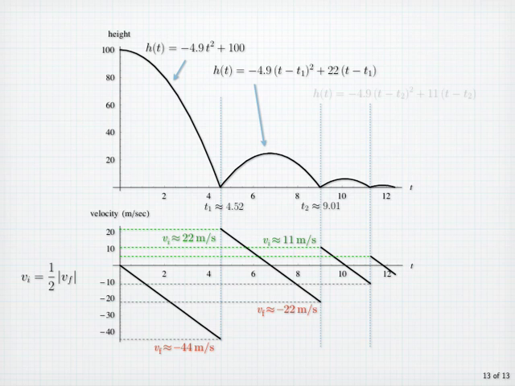And then the third part of the height function is minus 4.9 times (t minus t2) squared plus the new initial velocity 11 times (t minus t2). Using that, we solve for t3 and then construct the fourth part of the height function in a similar fashion.